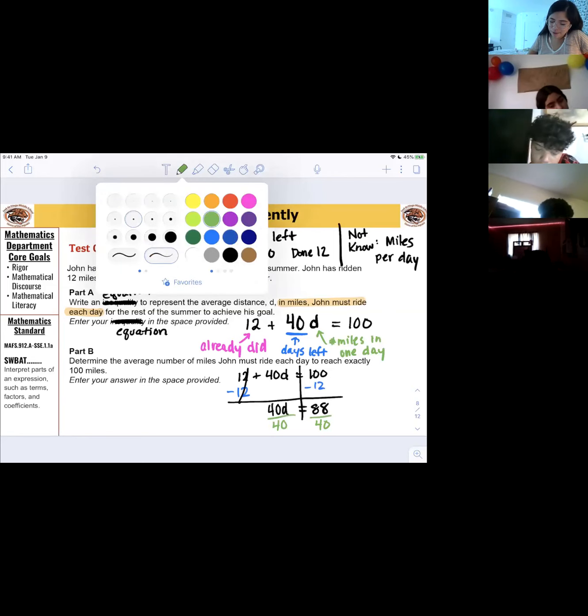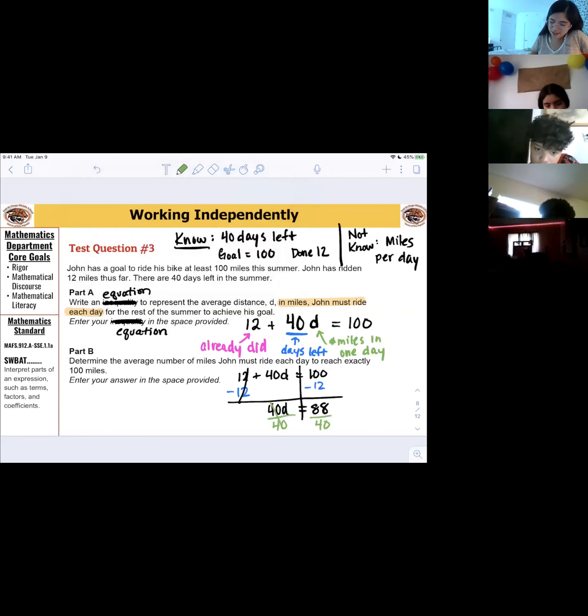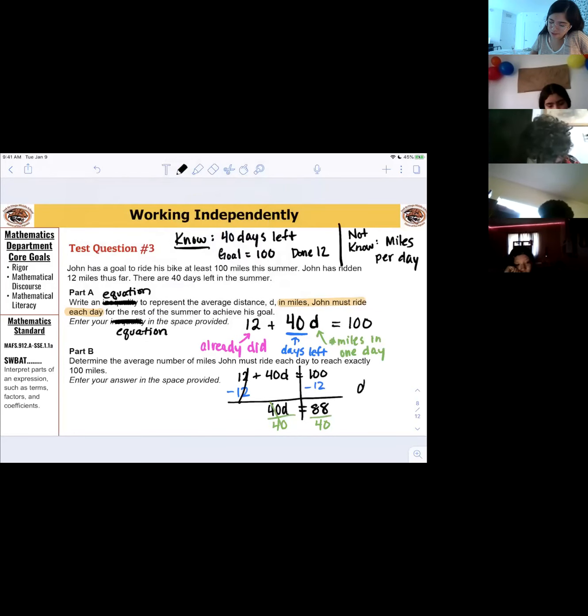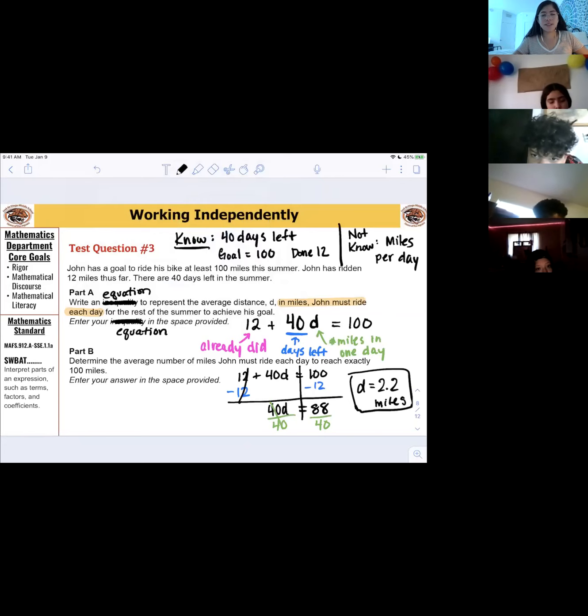All right, I divide by 40 and I get d equals 2.2 miles, which seems like a reasonable goal, right? 2.2 miles per day. I think you could do it. But if you got something like 10 miles or 15 miles, that's going to be a little harder, because that's not really going to make sense. So you have to make sure that it's making sense. Any questions?